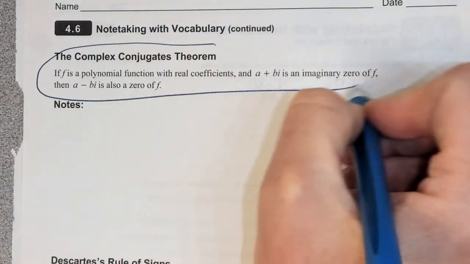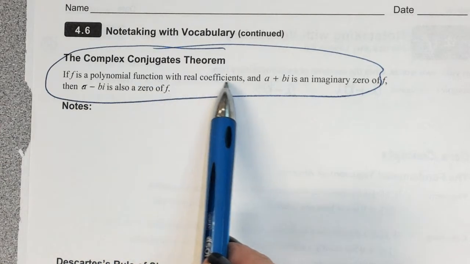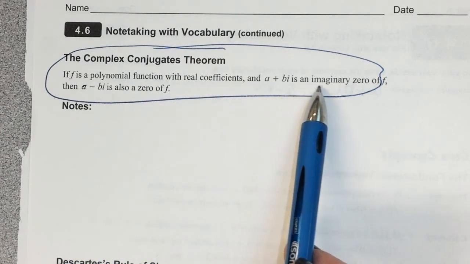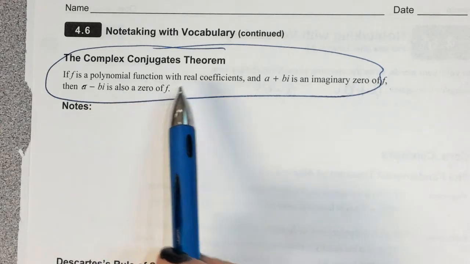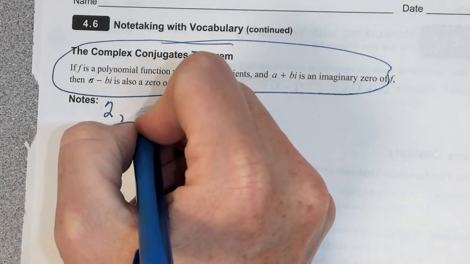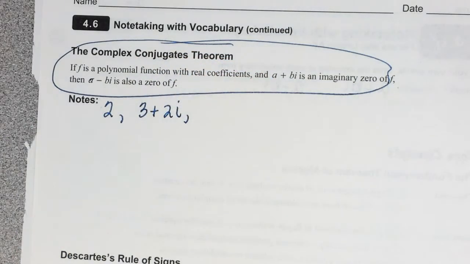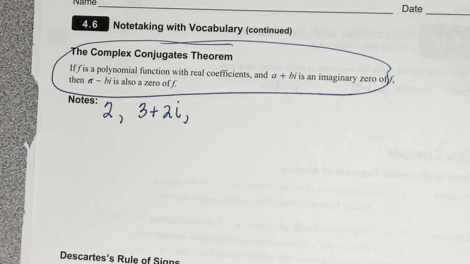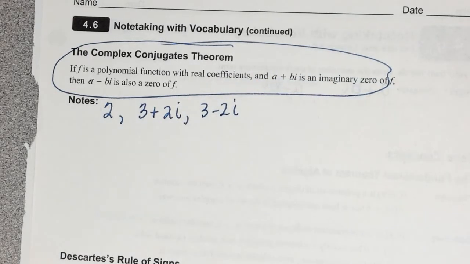The complex conjugate theorem says this: if f is a polynomial function with real coefficients and a plus bi is an imaginary zero of f, then a minus bi is also a zero of f. So if I told you that 2 is a zero, and then I also told you that 3 plus 2i is a zero, what else would have to be a zero? There would have to be one more zero based on what we just said. What would it have to be? Right. So 3 minus 2i would also have to be a zero.